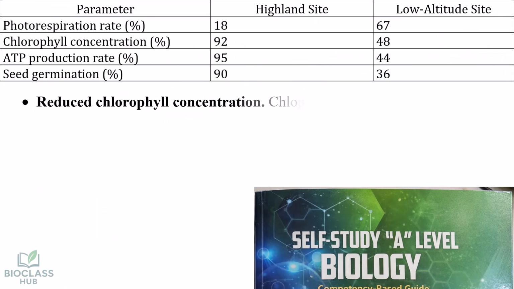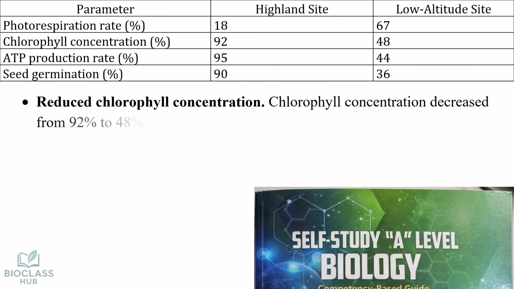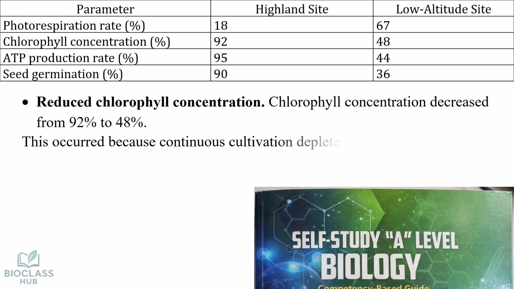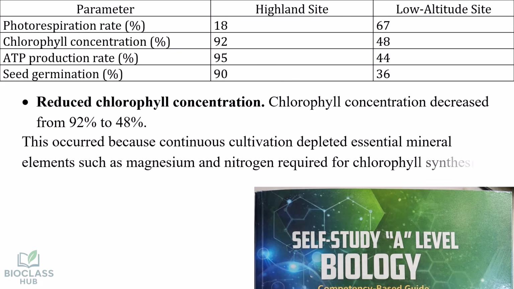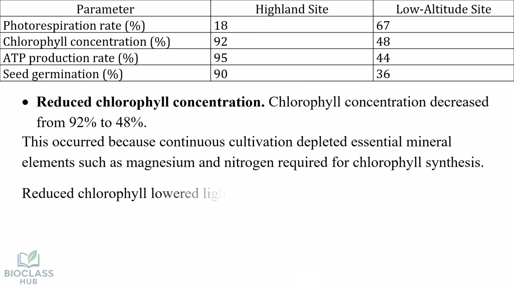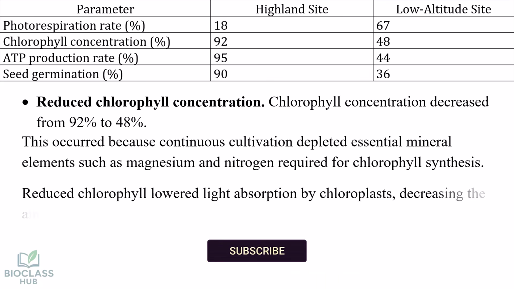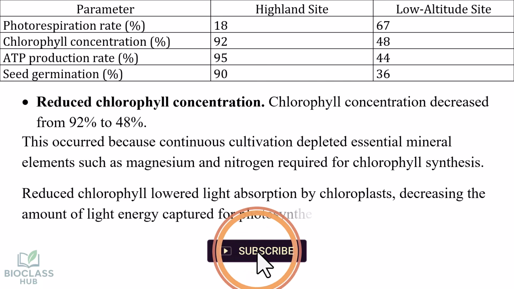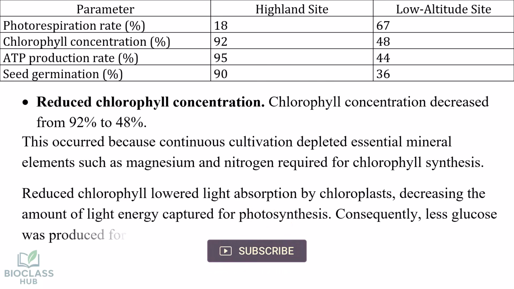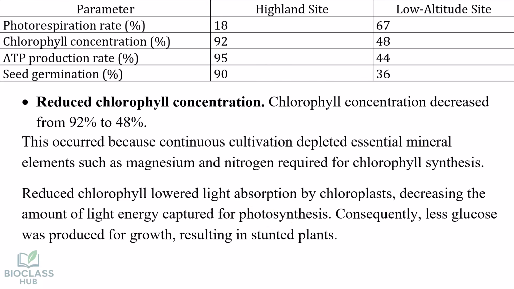Reduced chlorophyll concentration. Chlorophyll concentration decreased from 92 to 48%. This occurred because continuous cultivation depleted essential mineral elements such as magnesium and nitrogen required for chlorophyll synthesis. Reduced chlorophyll lowered light absorption by chloroplasts, decreasing the amount of light energy captured for photosynthesis. Consequently, less glucose was produced for growth, resulting in stunted plants.